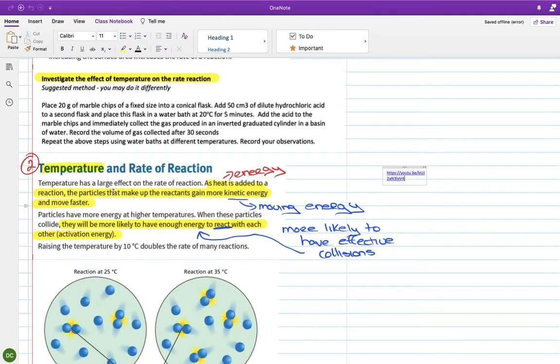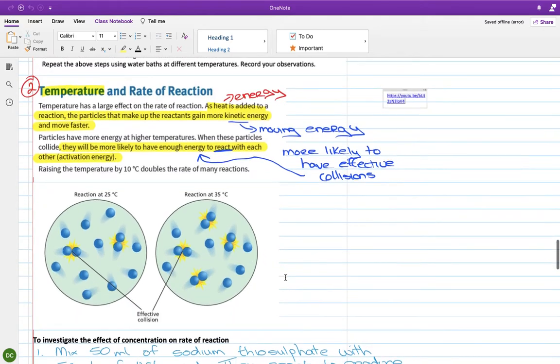So the reason it affects it is because it gives the particles energy, and the more energy they have when they do collide, they're more likely to have an effective collision and actually react. So that's the first two factors affecting rate of reaction: surface area and temperature.